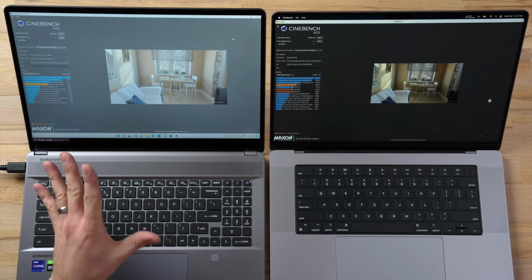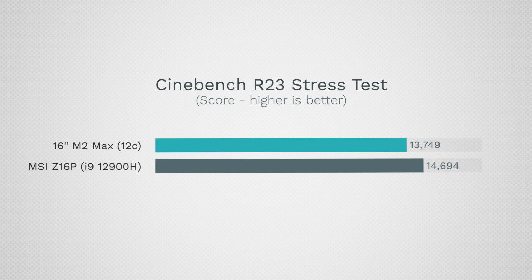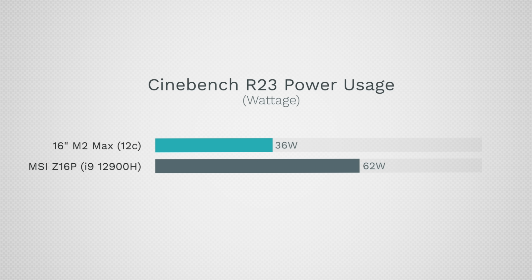And we have a winner, and it is actually the MSI, 14,694 compared to 13,749. That is 7% faster while using almost twice the power and a lot of fan noise and plugged in. Now, I'm excited for the 13th gen.